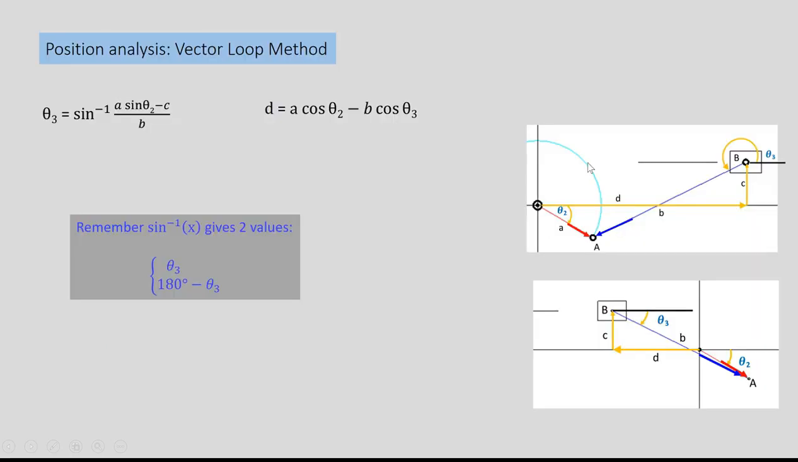C. Okay, so for position analysis, two equations will be given to you, one for theta 3, the other is for D. So for theta 3, this is the theta 3, and D is once again from fixed pin joint to the center of the slider. Before we identify the theta 3 and D, let's consider which configuration we need to identify.